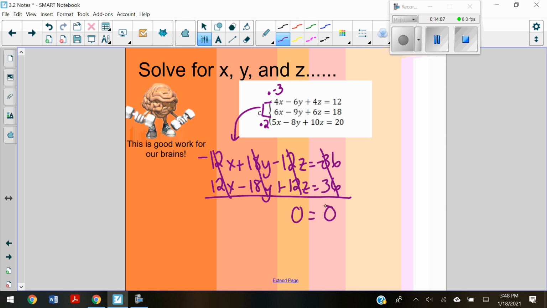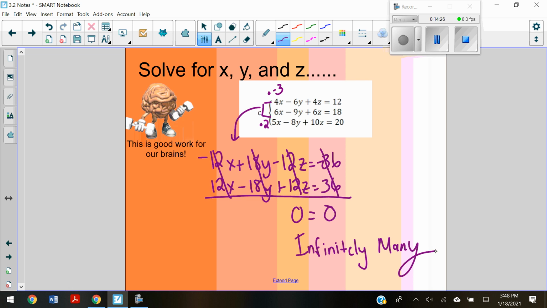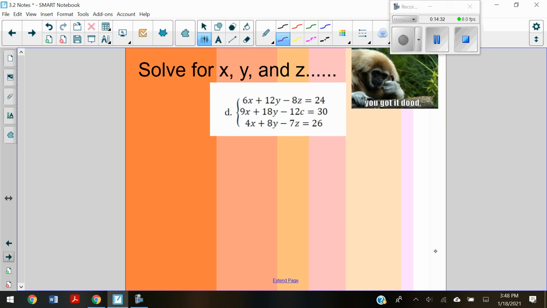Do you remember what happens when your variables eliminate and you get a true statement? Because 0 is equal to 0. That's true. You get infinitely many solutions. That means that the lines all line up right on top of each other. See, I told you to be short and sweet. So let's see what happens in this problem.